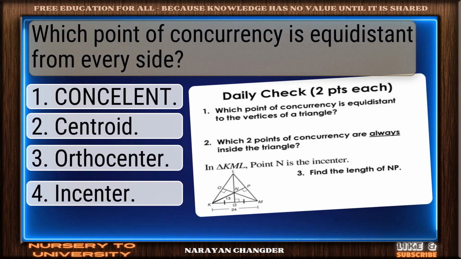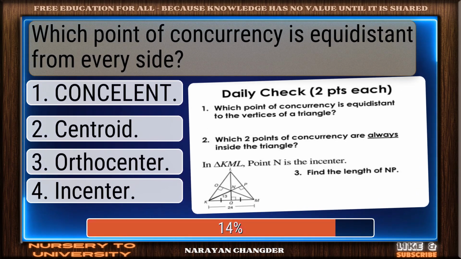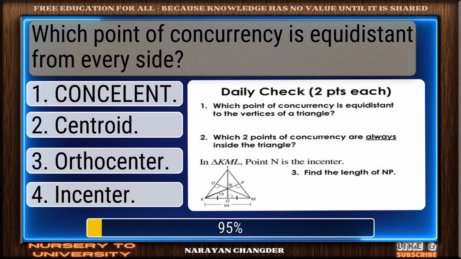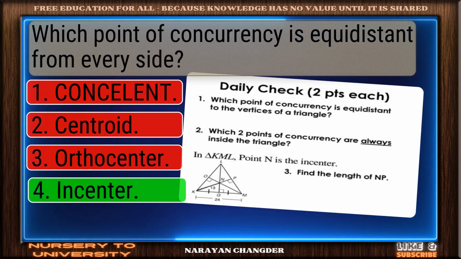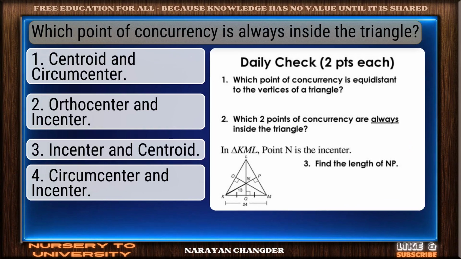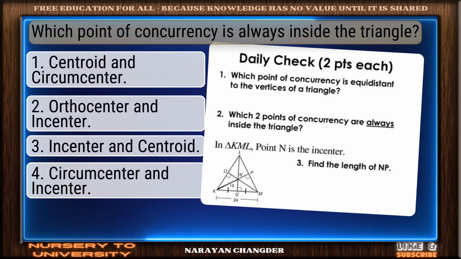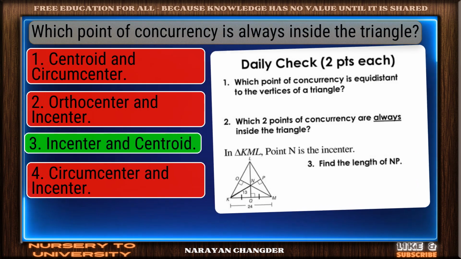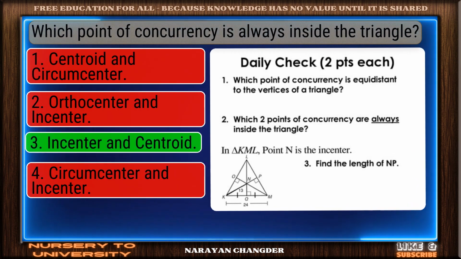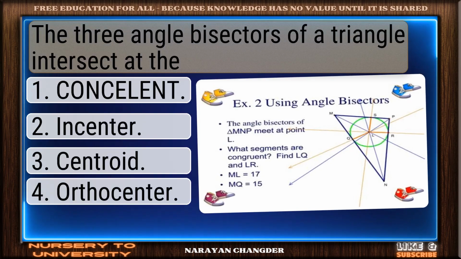Question number 46. Which point of concurrency is equidistant from every side? Clear logic. Your choice, incenter, is sound and 100% true. Question number 47. Which point of concurrency is always inside the triangle? Well done. Incenter and centroid is the right choice.